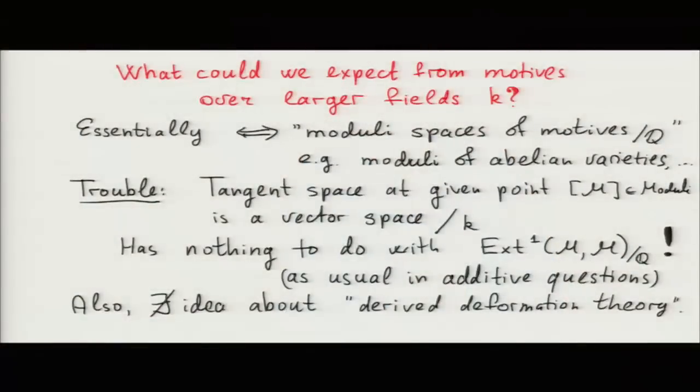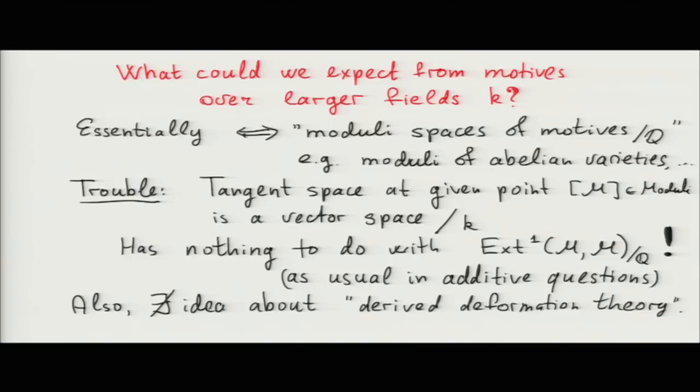But now one can ask, even without understanding, what one should expect from motives over larger fields. So what are larger fields? You just consider fields of rational functions in several variables. Essentially, it means that you should ask what the moduli spaces of motives are. In the original picture, you see a variety and some correspondences. You should deform the variety and correspondences, so you should get something like finite-dimensional schemes over rational numbers, like the moduli space of abelian varieties.